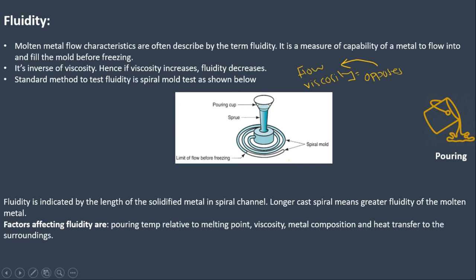So there are certain factors that affect the fluidity, such as pouring temperature. If the pouring temperature is high, obviously the fluidity will be high. Viscosity: if the material is a viscous material, it will have less fluidity. The metal composition, whether it's a pure metal or an alloy, also affects the flow of the material, and the heat transfer to the surroundings. A poor mold is one which has a greater heat transfer coefficient, which allows the heat to transfer rapidly. Then the material will ultimately have less fluidity in that specific system.